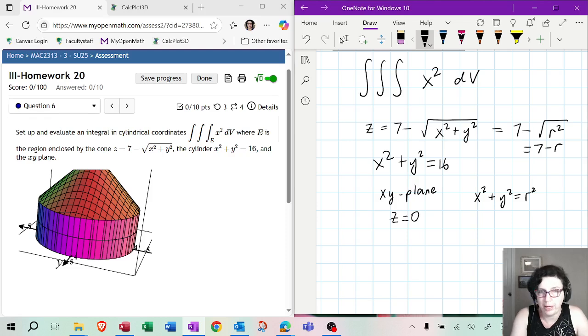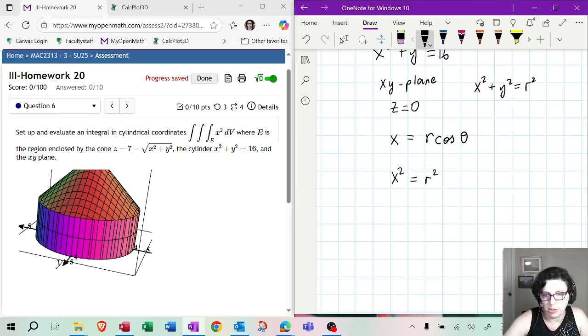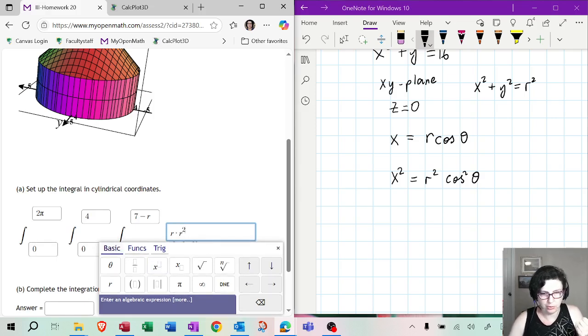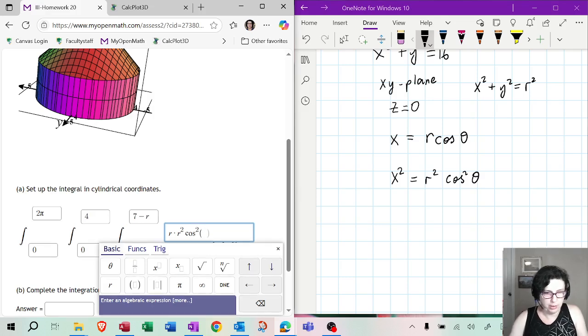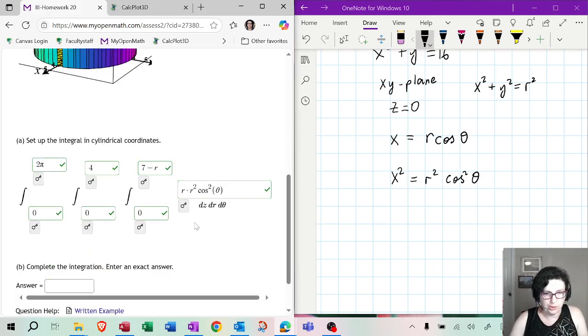Well, here we have to go back to the basics. Whether it's polar or cylindrical, x is r cosine theta. So x squared is going to become r squared cosine squared theta. That means that the extra r will be multiplied by r squared cosine squared theta. So that's going to be r to the third, times cosine squared theta. Okay, so let's just try that and see. Okay, that looks good.